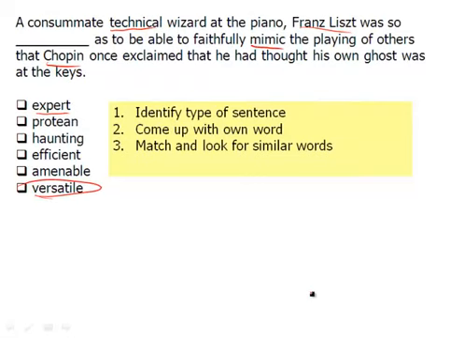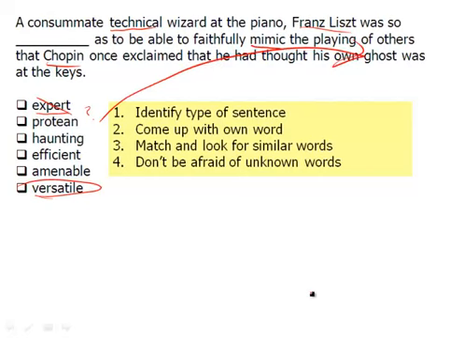And that's where we want to remember: don't be afraid of unknown words. Get rid of expert. What are some unknown words here? Well, let's go through them. Protean. Unknown word. Difficult word. Haunting. Ghost at the keys. Trap answer. Nothing to do with the pianist Franz Liszt himself. Doesn't make sense. Efficient. Efficient just means you get a job done. Doesn't quite work in context. Again, we want a synonym for versatile.